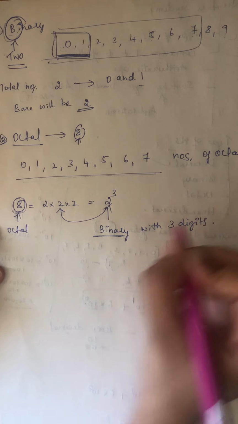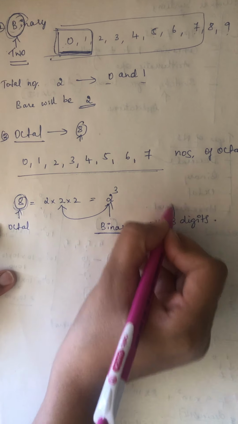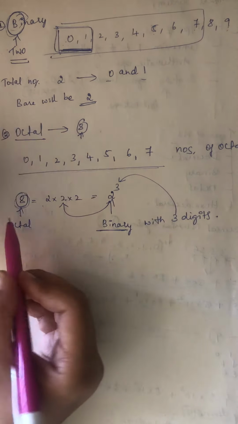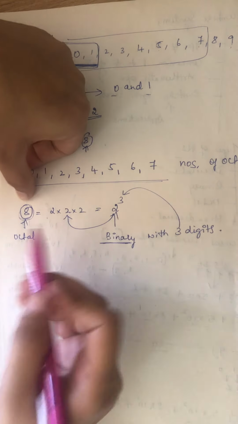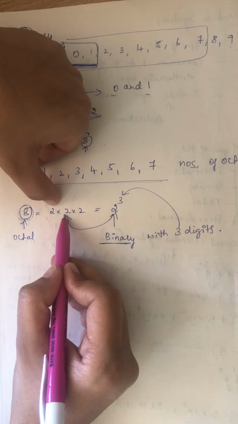With 3 digits. How did I get these 3 digits? I got them from the power. Clear? So I will repeat again. 8 is my octal number, and I can convert it to binary. How will I convert it? 8 will be written as 2 into 2 into 2.